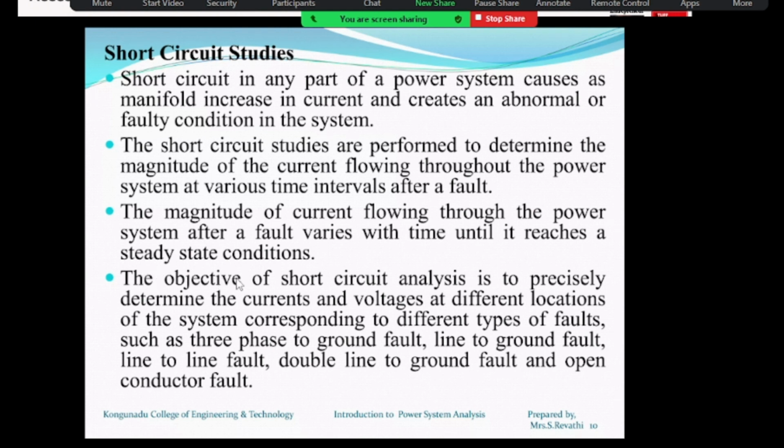The objective of short circuit analysis is to precisely determine the current and voltage at different locations of the power system, corresponding to the different types of fault. Like if there is a line to ground fault, what will be the current and voltages at one location, another location and a third location. If there is a line to line fault, what will be the magnitude of current and voltage at the different locations at different intervals of time. The faults are such as three phase to ground fault, line to ground fault, line to line fault, double line to ground fault, and open conductor fault.